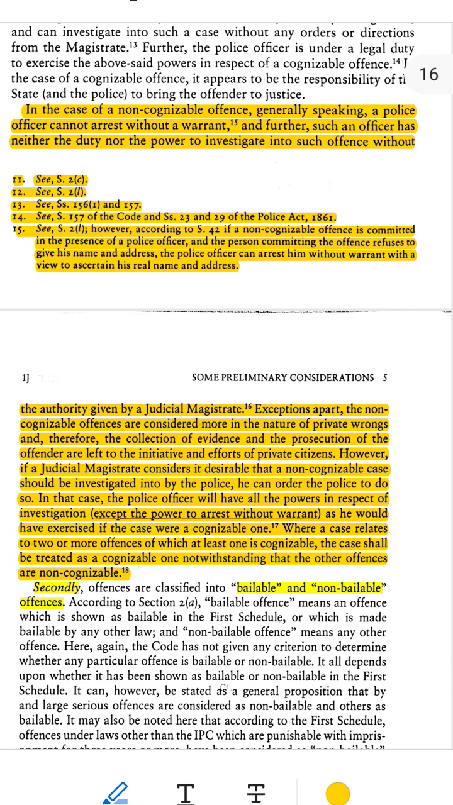Step-by-step explanation. 1. Police cannot arrest without permission. Normally, the police can't just go and arrest someone in a non-cognizable offence. They first have to go to the judicial magistrate, a judge who handles such matters, and ask for permission. Only after the magistrate gives a warrant can the police arrest the person.